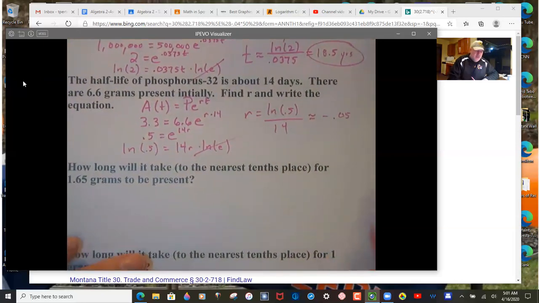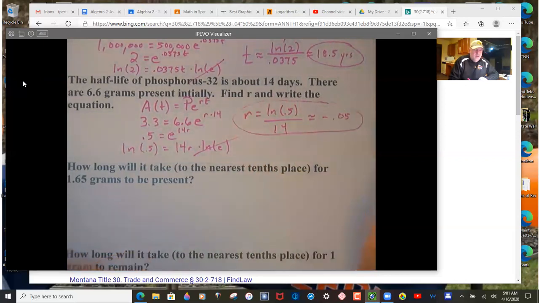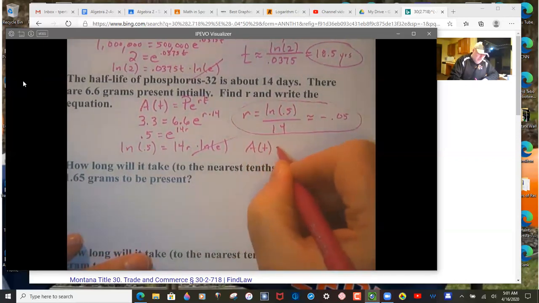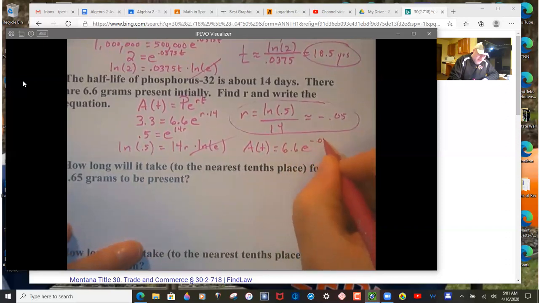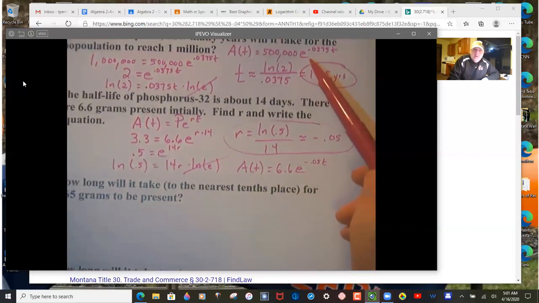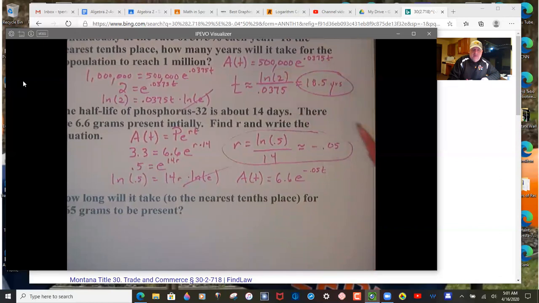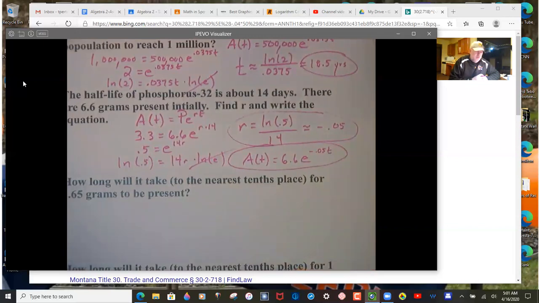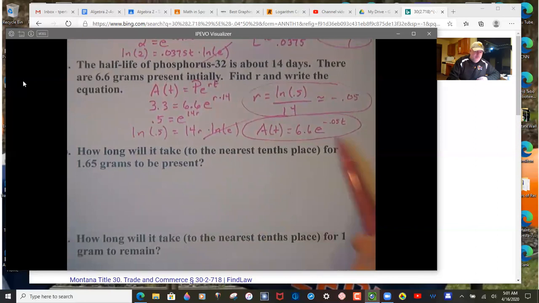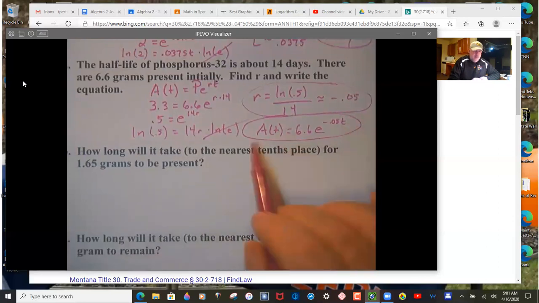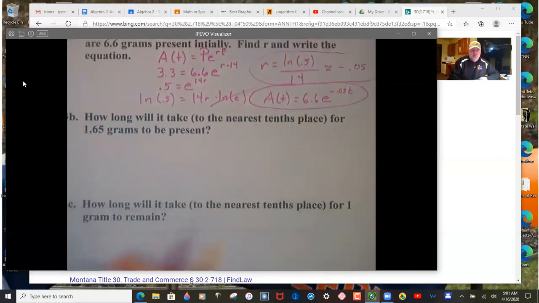Now, because there's no question asking us to write the main equation, you need to do that every problem. Up here, I just knew what r was, so I went right to it. That's part of the deal. I should have said also write the equation. Oh, I did. There. Okay, sometimes I don't. But you need that main equation. Now there are questions about your y given an x or your x given the y. Your x is the time value, your y is the amount present after so much time goes by.